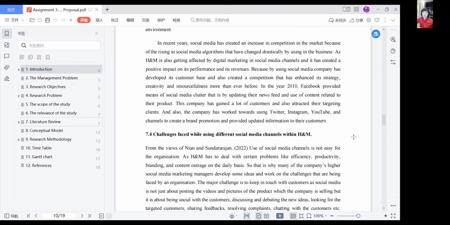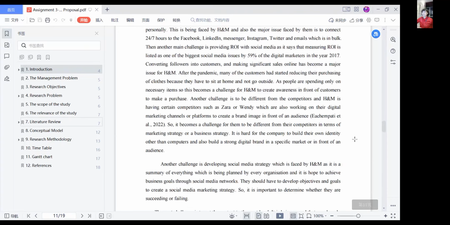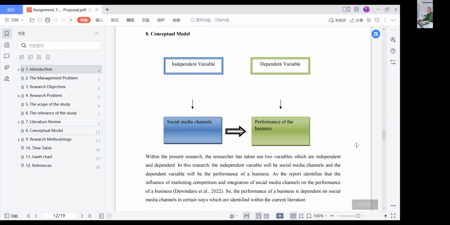Next, Teng Da. Okay. Hello, everyone. My name is Teng Da. I will introduce the conceptual model.